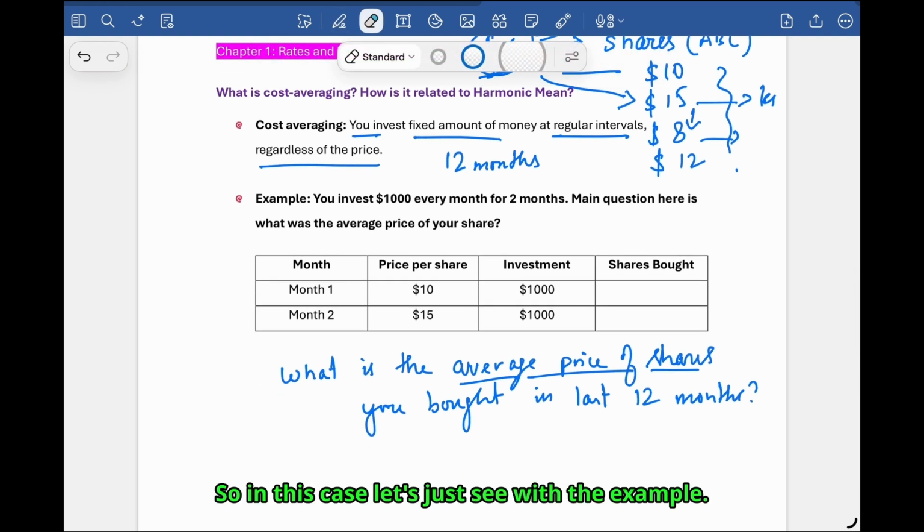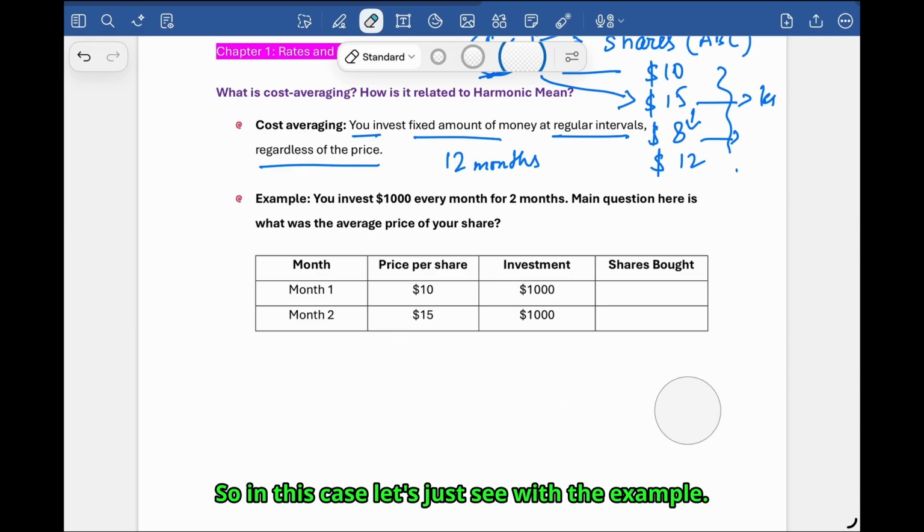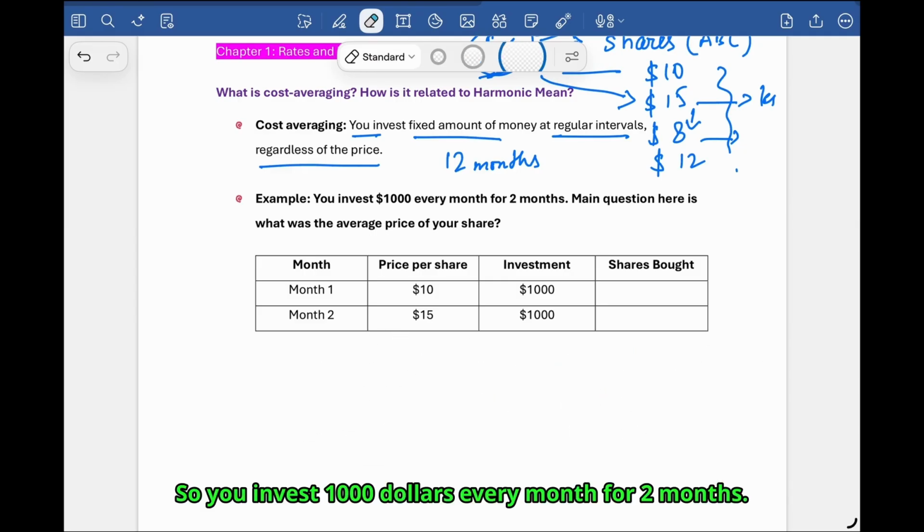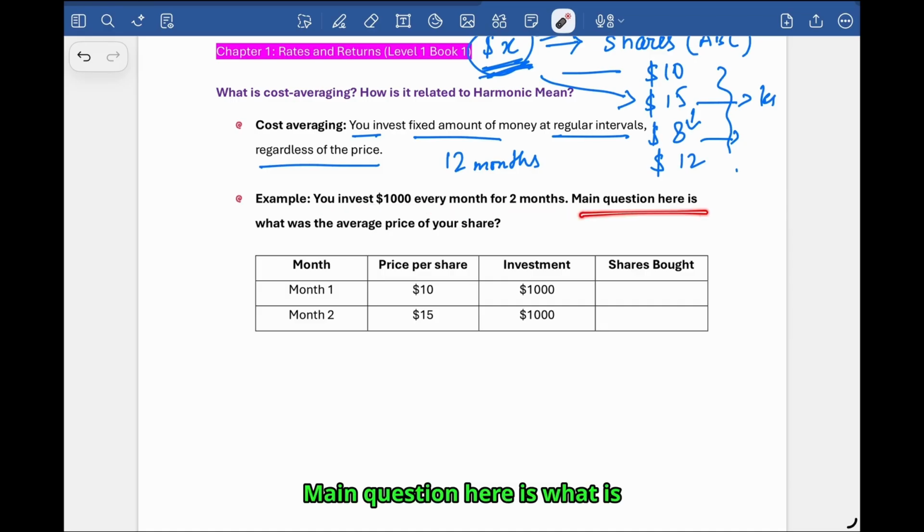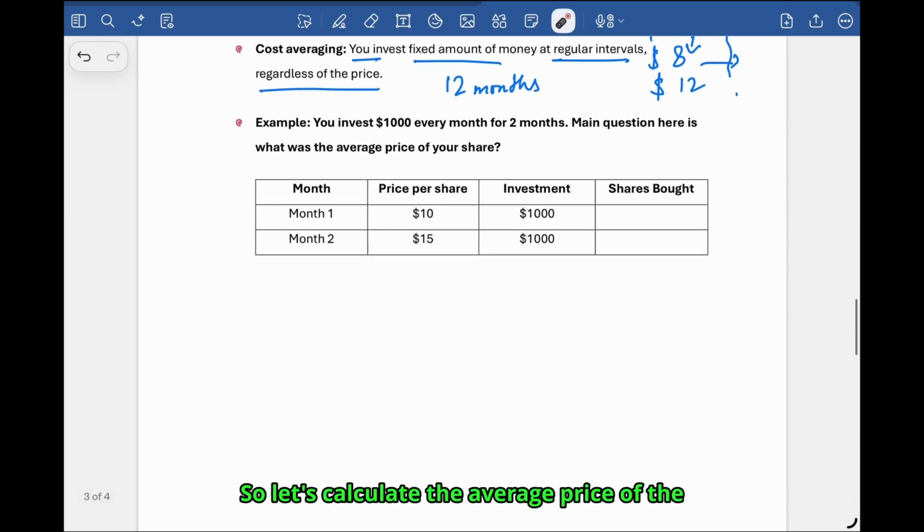So let's just see with an example. You invest $1,000 every month for 2 months. The main question here is what is the average price of your share? Let's calculate the average price of the share in a very basic way without using the harmonic mean, and then we'll see what result our harmonic mean gives.